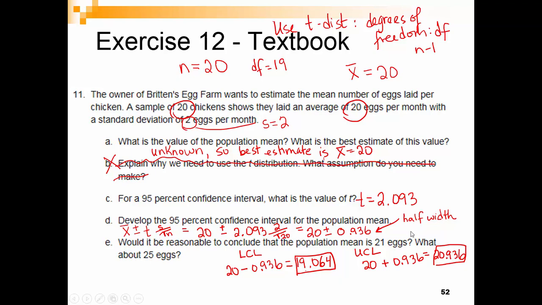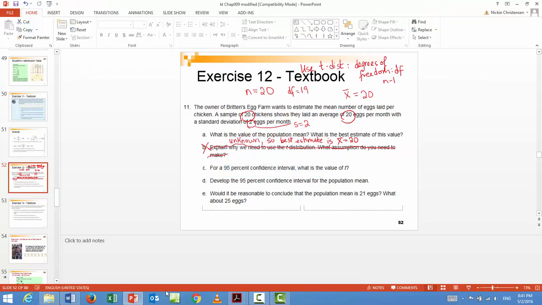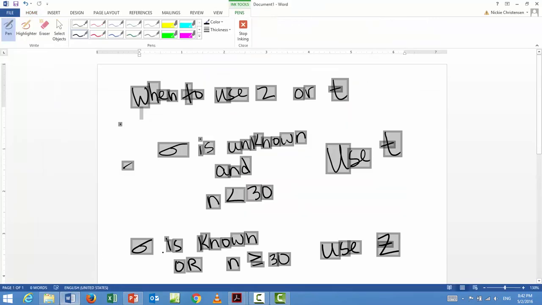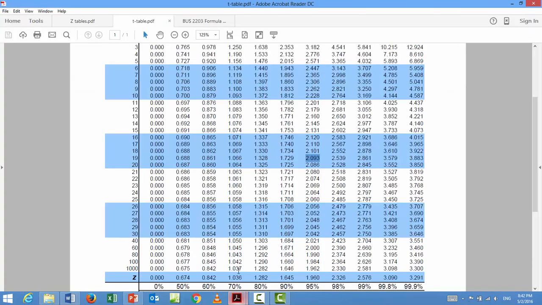So the primary things you need to take from this video: you need to know this rule of when to use Z or T. If we don't know sigma and our sample size is small, less than 30, we've got to use the T distribution. And when we use the T distribution, you've got to calculate degrees of freedom, which is always the sample size minus 1. When we know sigma or the sample size is greater than or equal to 30, we can use the Z distribution. You've got to memorize those. That will not be on your formula sheet, and you also need to know how to use this T table.